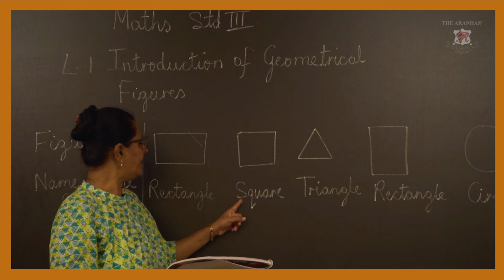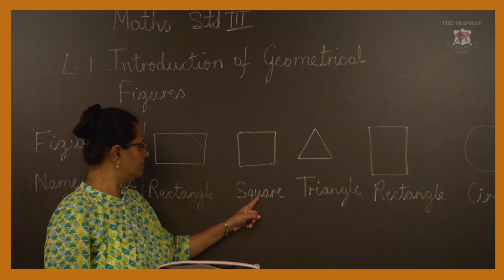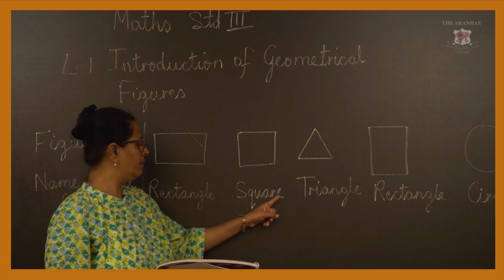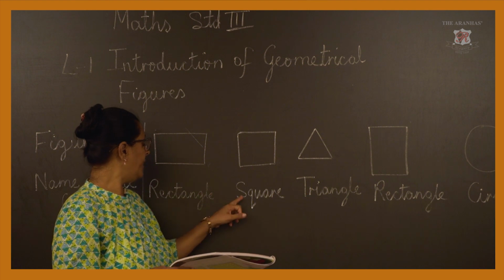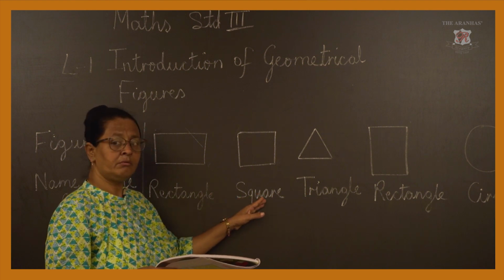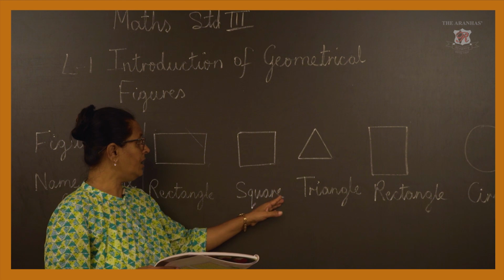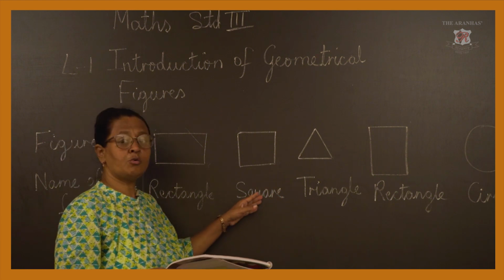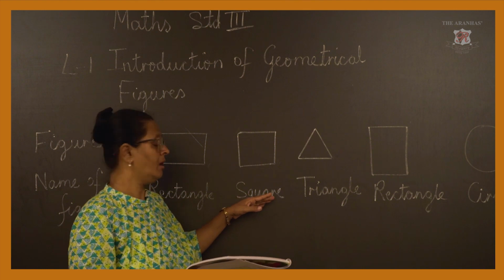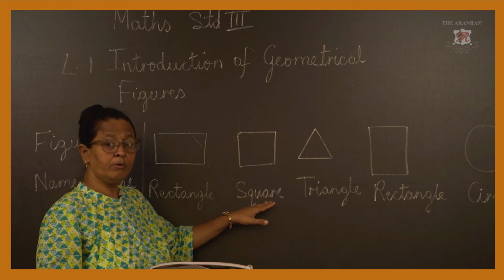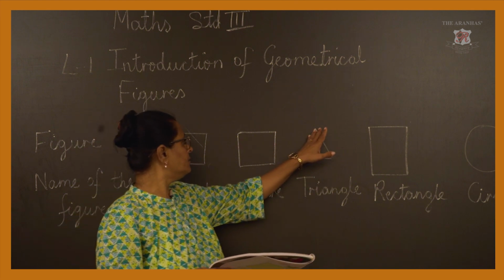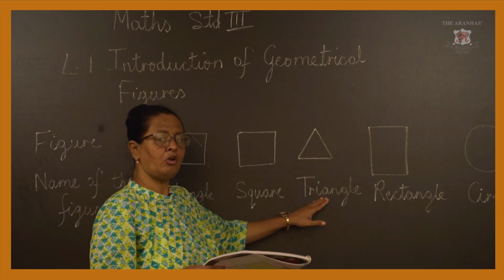The next one, it's a very good square. Come on, S-Q-U-A-R-E, square. Please repeat. S-Q-U-A-R-E, square. Don't say squire, it is square.